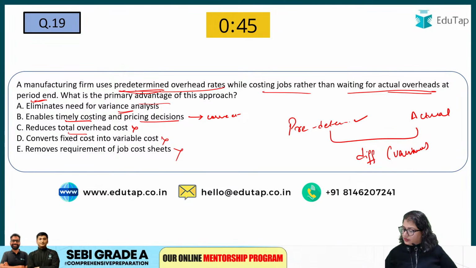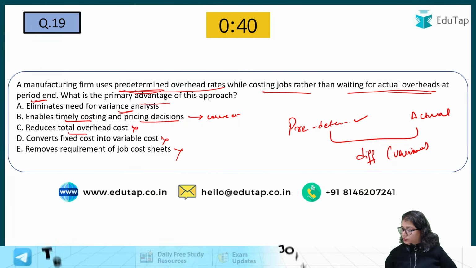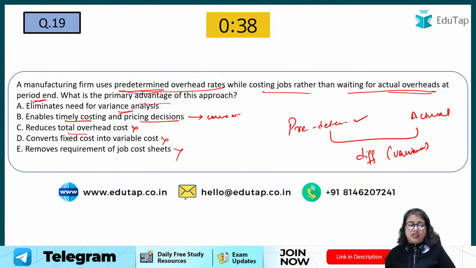Anything else? Anyone else who had a problem? Option number E is also wrong. If anyone has a problem, tell me, okay? So the answer is B, ensures timely costing and pricing decisions.